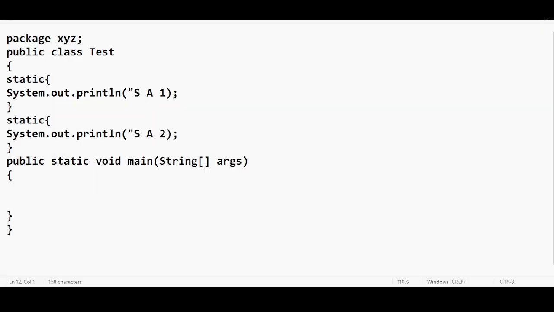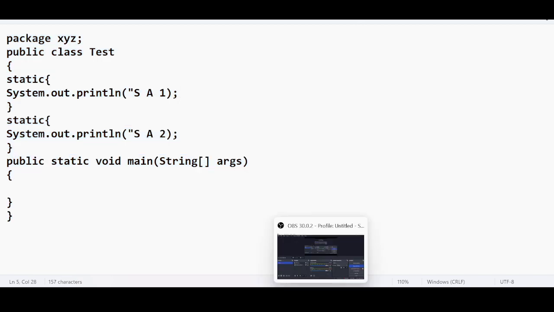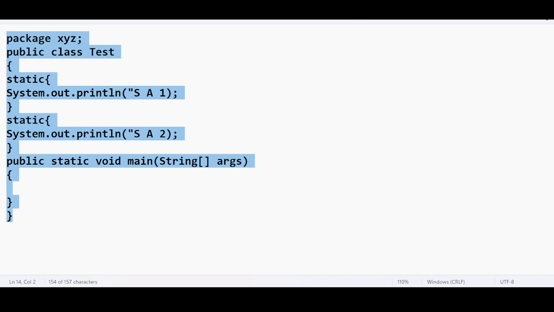Okay, let me explain this for you. We know this already. I don't know why you people are getting stuck here. There are two static blocks. First the compilation will happen, and compilation is going to be performed. So this is my code.